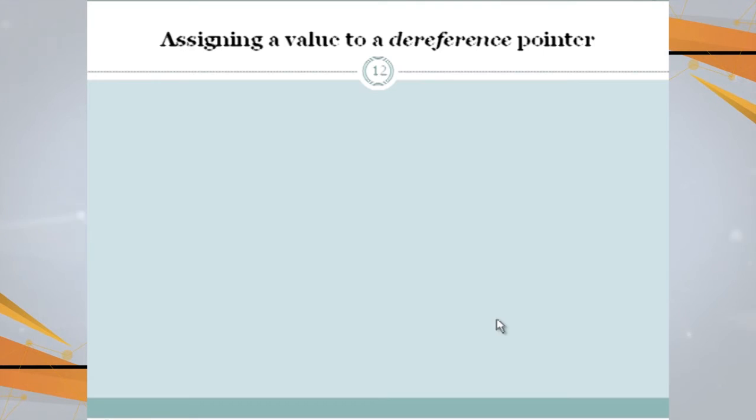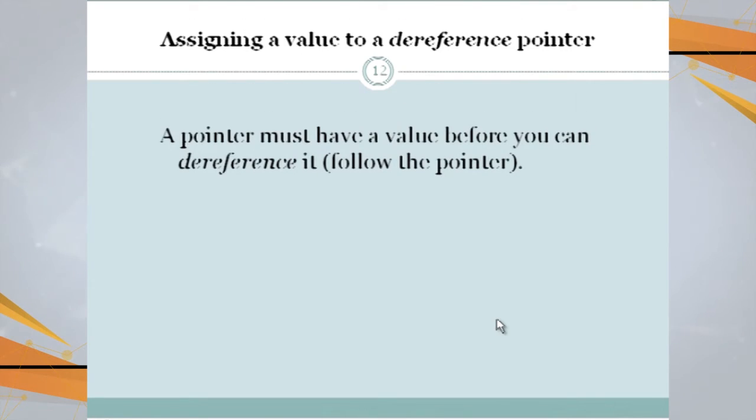So whenever you want to access the value stored at an address through the pointer variable, you simply use the asterisk operator with the pointer variable. Assigning a value to a dereferenced pointer. A pointer must have a value before you can dereference it.